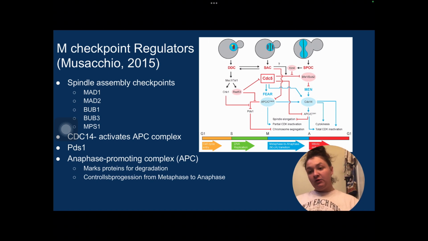BUB3 forms a complex with BUBR1 and CDC20. BUB3 helps to localize BUBR1 to the kinetochores and plays a role in inhibiting APC/C.